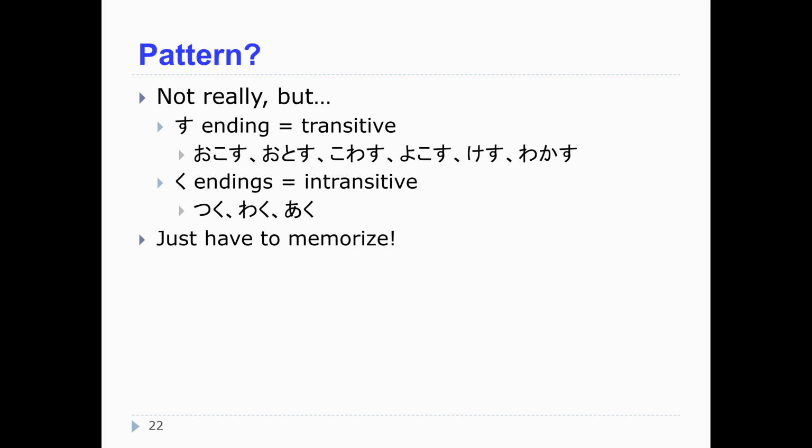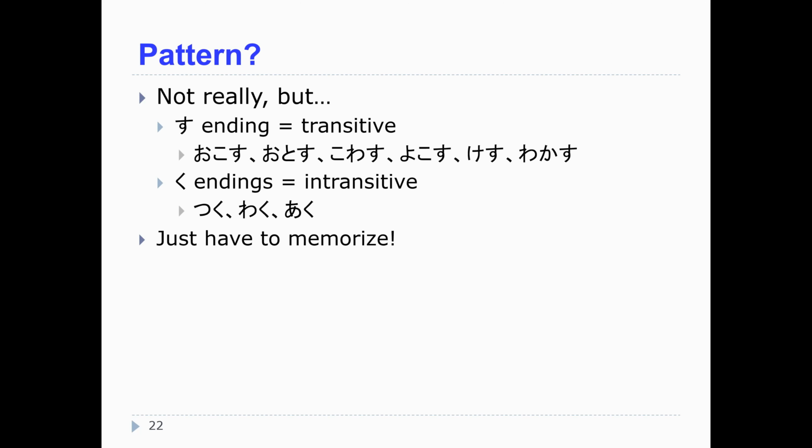Not really. A lot of the time, if it has an ending with su, it's more likely to be transitive than intransitive. So like okosu, otosu, kowasu, yogosu, kesu, wakasu are all sus, right? Whereas if it has a ku ending, it's more likely to be intransitive, like tsuku, waku, aku. This is sometimes true, but it's not a perfect rule, and there's plenty of verbs that don't end with either of those endings. So some of them you just have to memorize.